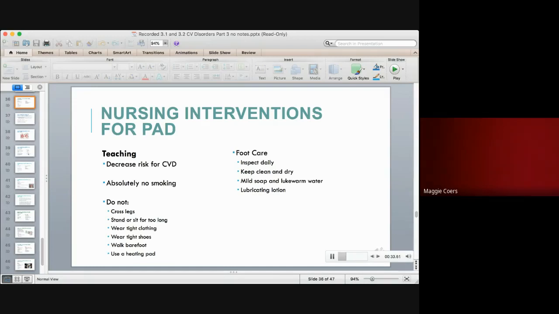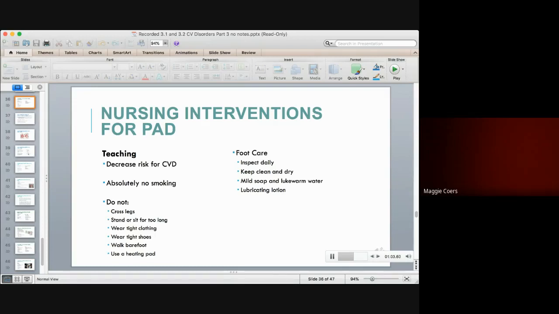We do not want the patient, in these situations, to cross their legs, to stand or sit for long periods of time, to wear tight clothing or tight shoes, or to walk barefoot because of the decreased circulation that happens. We don't want the patient to injure their feet. If they step on something on the floor, something could embed in the bottom of their foot and then they won't notice it's there. That can cause an infection and other issues.